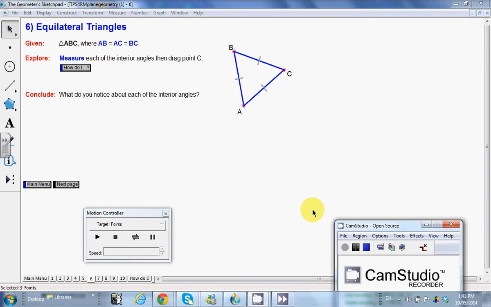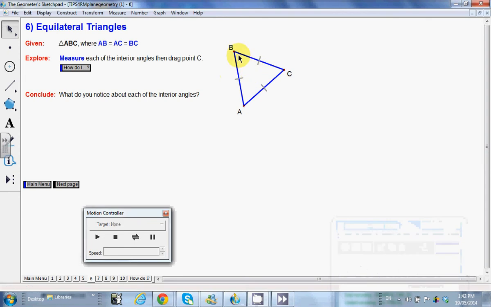Hi again. We're going to look at the angles inside of an equilateral triangle. So we see it's equilateral by the tick on each side, indicating that they're the same length. So again, we're going to measure the angle. Starting with angle A, I'll click on BAC. We see that's 60.